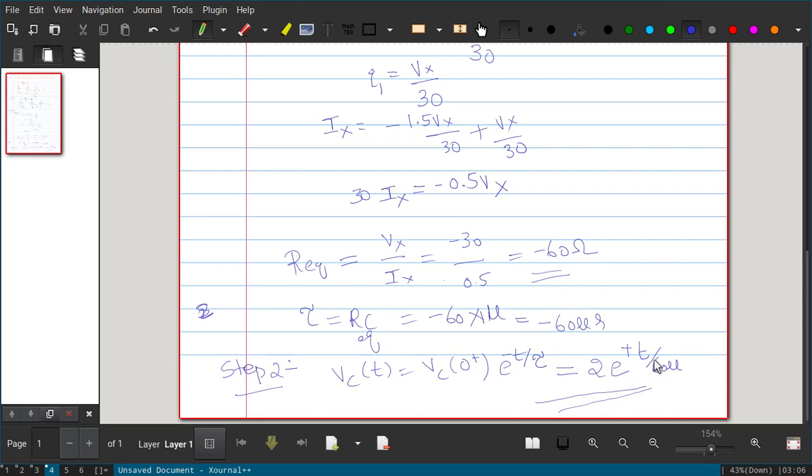So this circuit will not be stable, but for the purpose of this problem we can take this. Practically, if we implement this circuit, it is not going to be stable because the output is exponentially increasing. So this is the result: 2 into e power plus t by 60 micro.